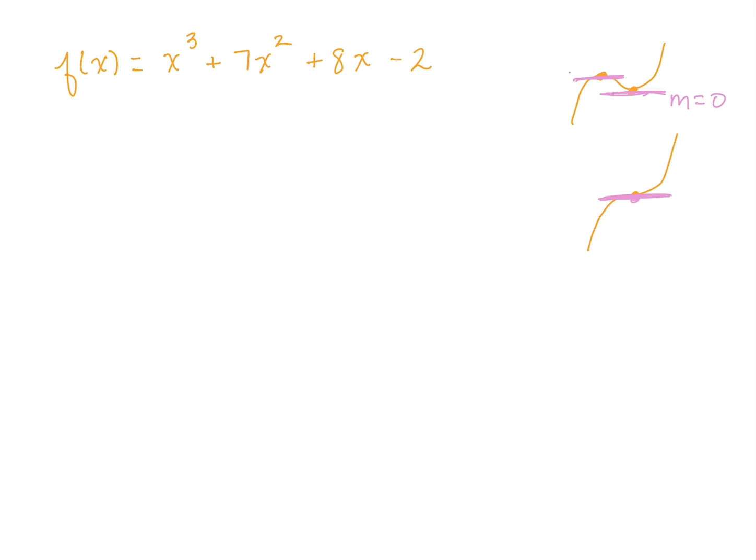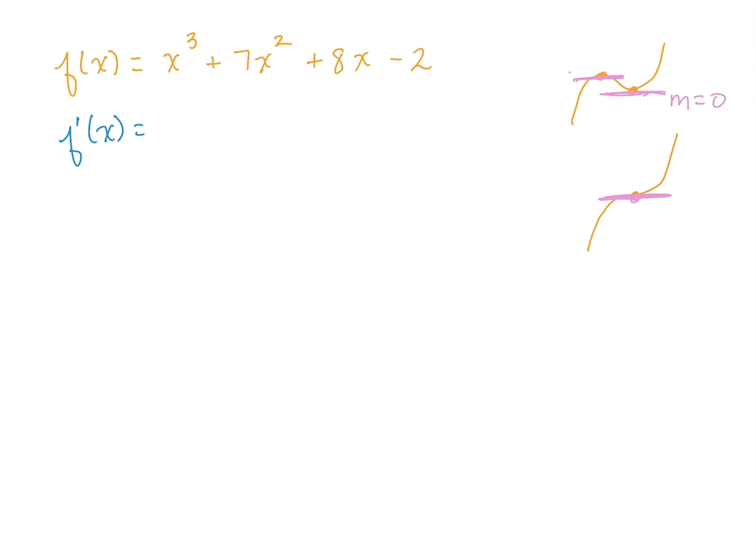Okay, so in order to figure out where this particular cubic function has a horizontal tangent or has critical points, I'm going to think about its derivative. Remember that the derivative represents the slope or the instantaneous rate of change of a function. So I'm going to find the derivative function for f of x. I'm going to find what f prime of x would be.